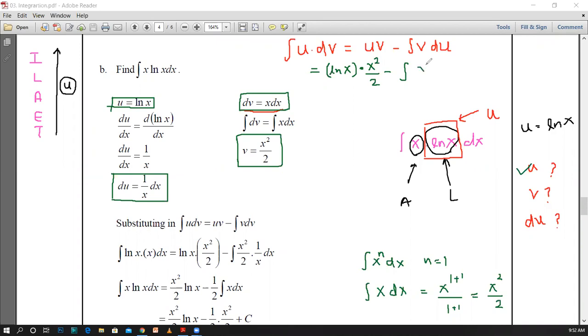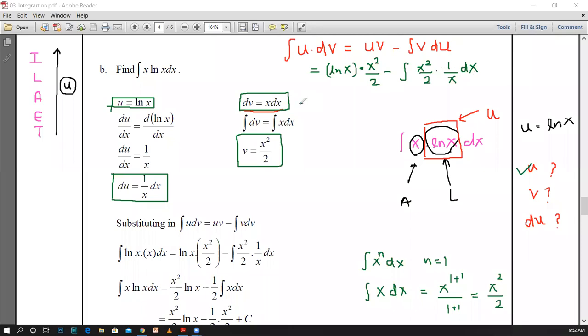It is equal to x squared divided by 2, and the value for du was equal to 1 over x dx. This is the value you have obtained. Now, prior to performing this integral, it is better to simplify it as much as possible.